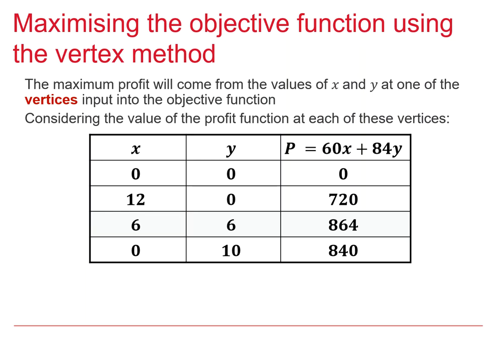Now that is purely because of the numbers in the objective function. So that's 60 and that 84. If they were different numbers, it's perfectly possible, certainly, that any of these 3 could have been the largest of those numbers. So we really do need to check all of them. We could have anticipated that (0, 0) was never going to be the one that maximized it, because both of these are positive coefficients.